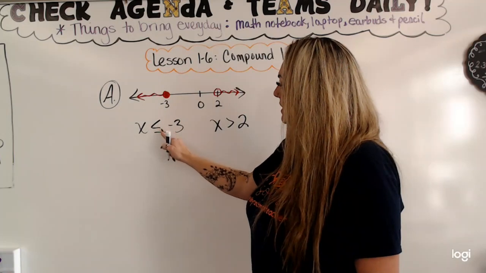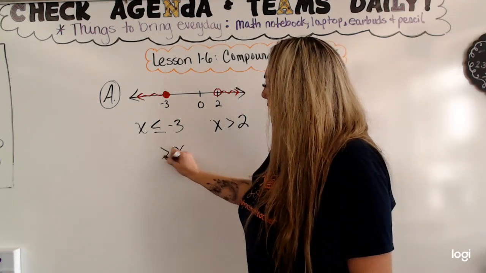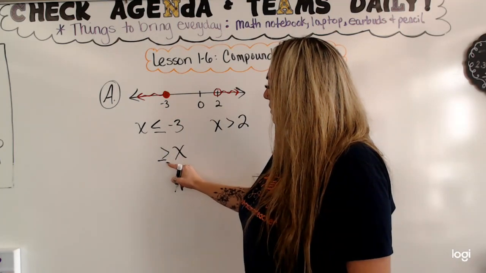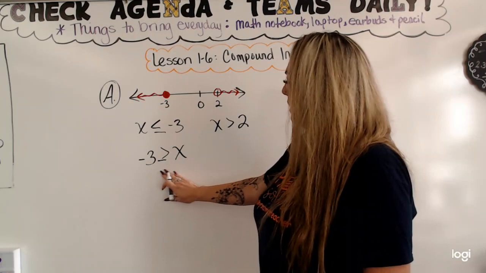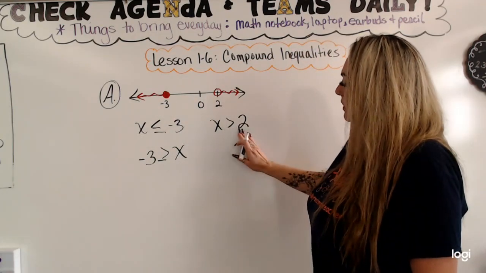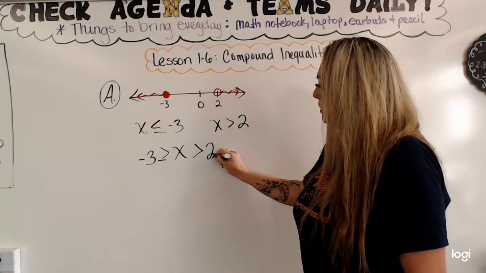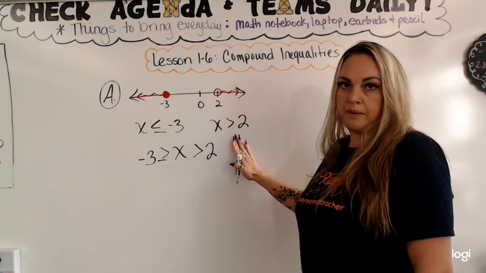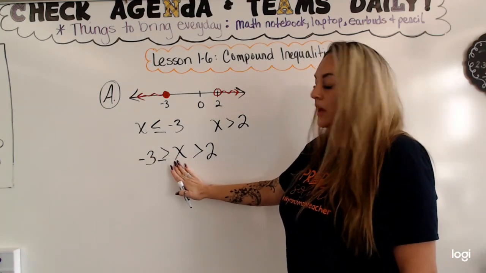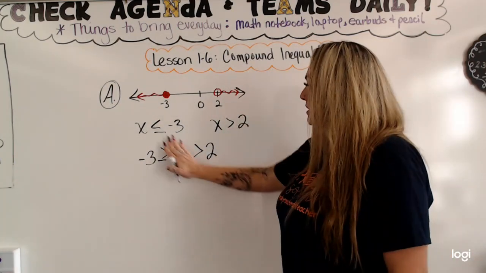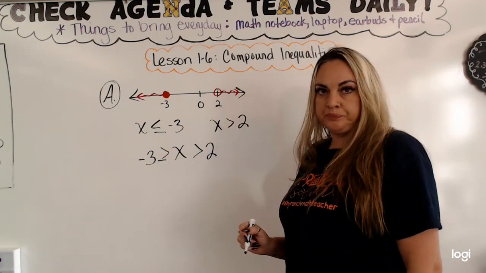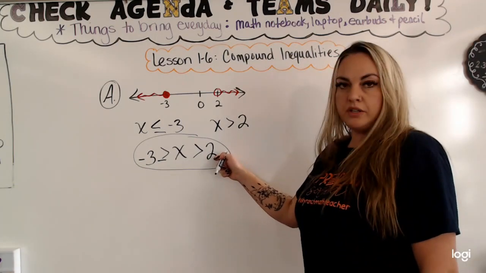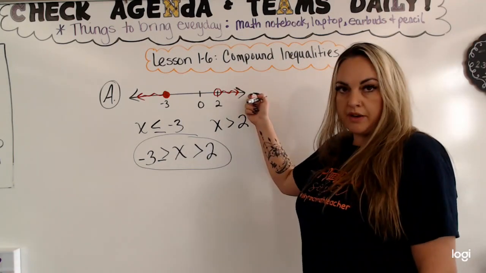X is less than or equal to negative 3. Because our x is on this side, we're going to flip our symbol. X is less than or equal to negative 3, and x is also greater than 2. So when x is on the left side, you keep the symbol the same because you're reading it from left to right. But when x is on the right side, when we combine the two, we need to flip it because now we're reading right to left. And that's it. So this is how you would show the compound inequality that is represented with the graph.